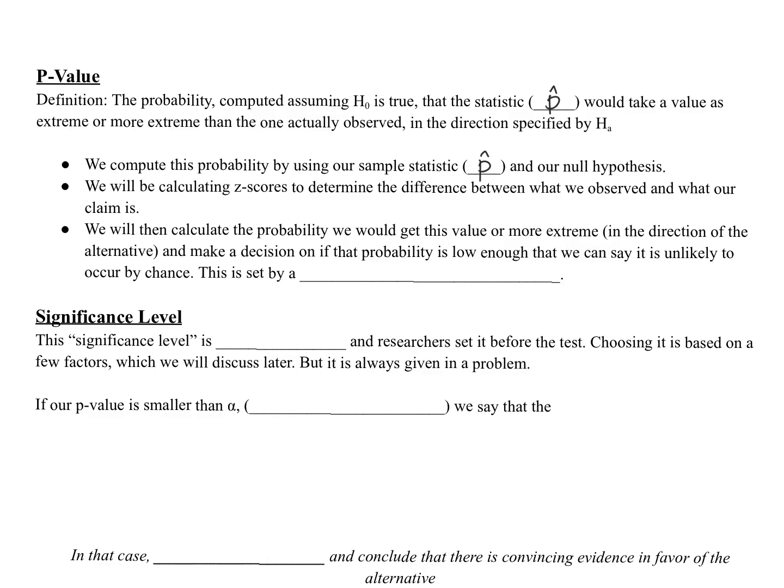So when we are calculating our p-value, we use our sample statistic p hat and our null hypothesis. And we do calculate a z-score to figure out the difference between what we observed and what our claim is. And then we are going to use normal CDF to calculate the probability that we get that value or something more extreme and make a decision on if that probability is low enough to say that it is unlikely to occur by chance. And how we determine if it's low enough is something called a significance level.